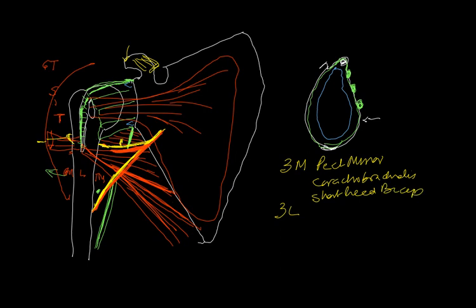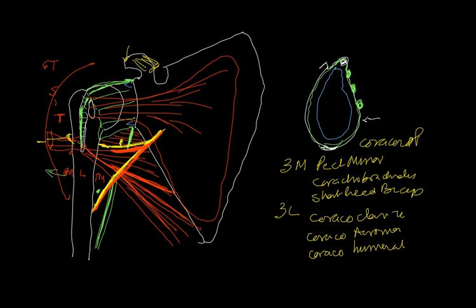The 3 ligaments are coracoclavicular to the clavicle, coracoacromion to the acromion, and coracohumeral. These are the 3 bones: clavicle, scapula, acromion process, scapula, and humerus. So these 3 ligaments are attached to the 3 muscles, 3 ligaments are attached to the coracoid process.